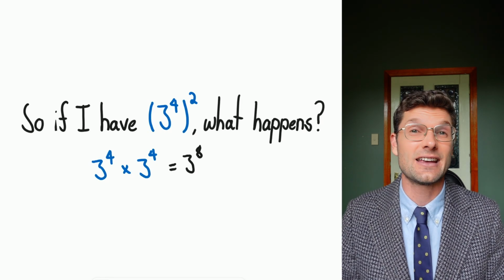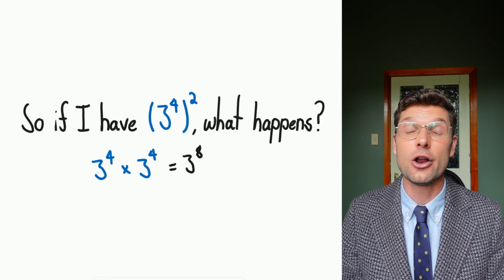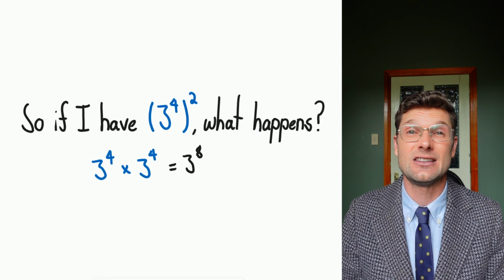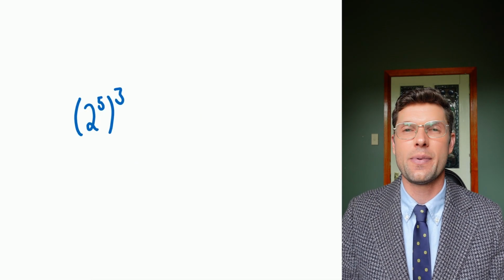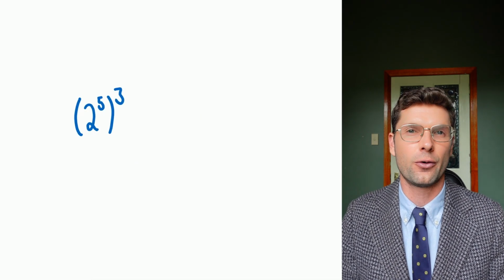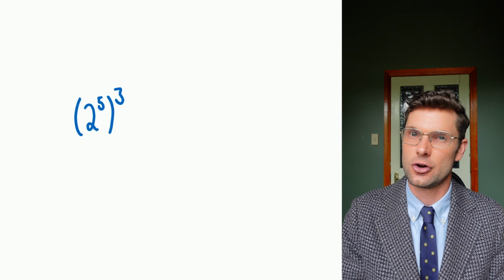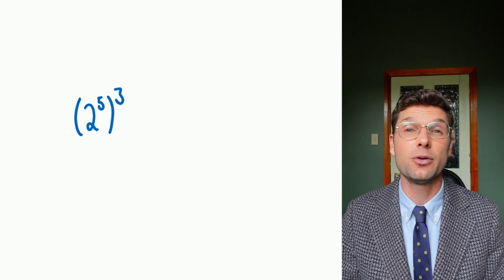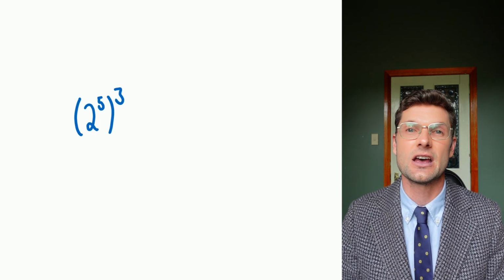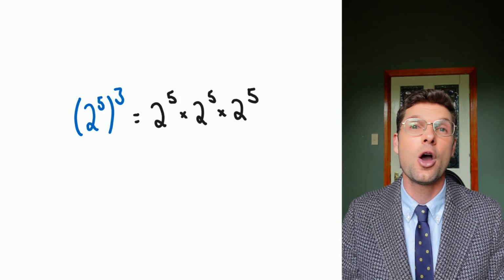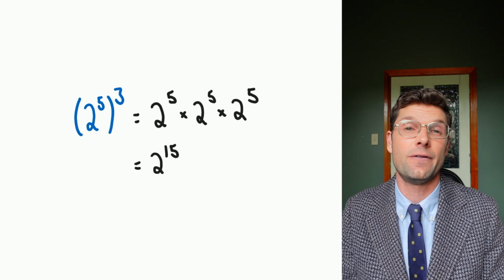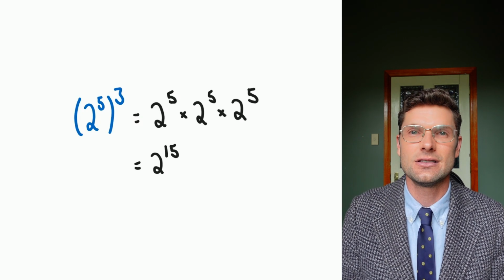You might have been able to see a little shortcut though, and we're going to focus on that just to reduce the amount of work we actually have to do. Just one more example though. If I've got 2 to the power of 5 all to the power of 3, that's saying the base, 2 to the power of 5, is being multiplied by itself 3 times. So 2 to the power of 5, 2 to the power of 5, 2 to the power of 5, which is just equal to 2 to the power of 15 by adding up those little numbers.